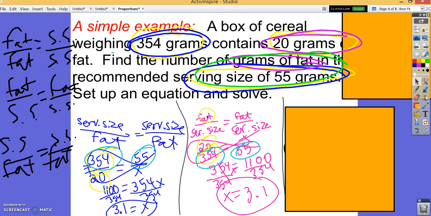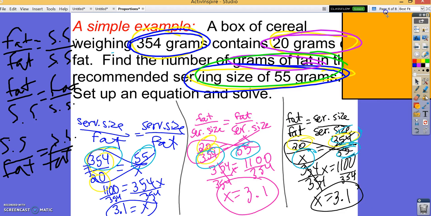I did fat over serving size. So I picked the fat of the whole box, 20, and the serving size of the whole box, which is 354, and I set it equal to the fat that I'm going to be consuming in my serving size, which I'm not sure what that is, so X, over 55, and then you would cross multiply and get 3.1.